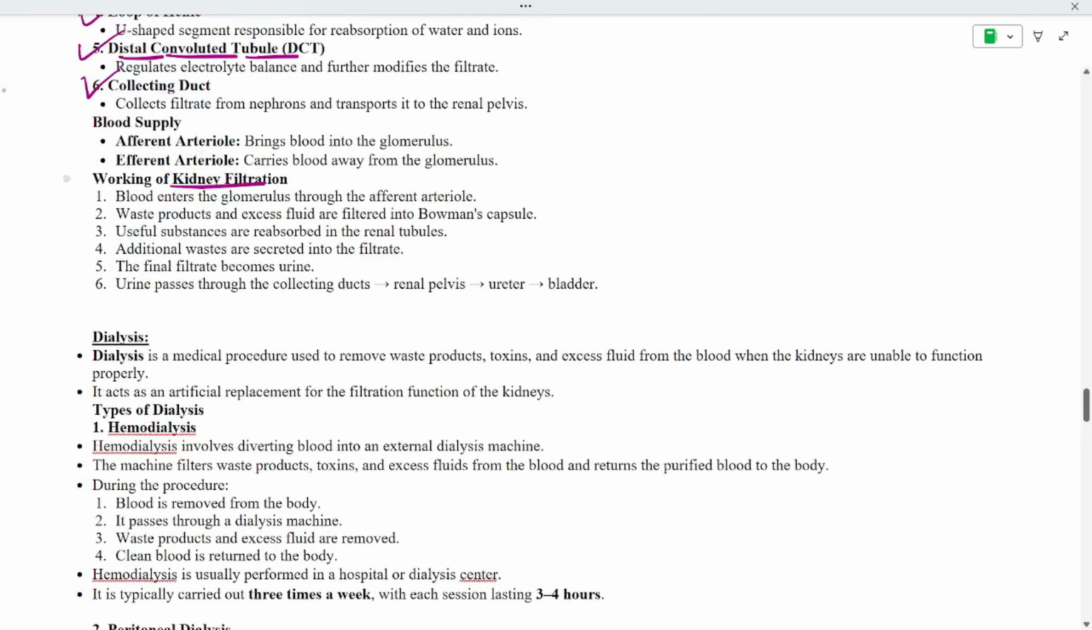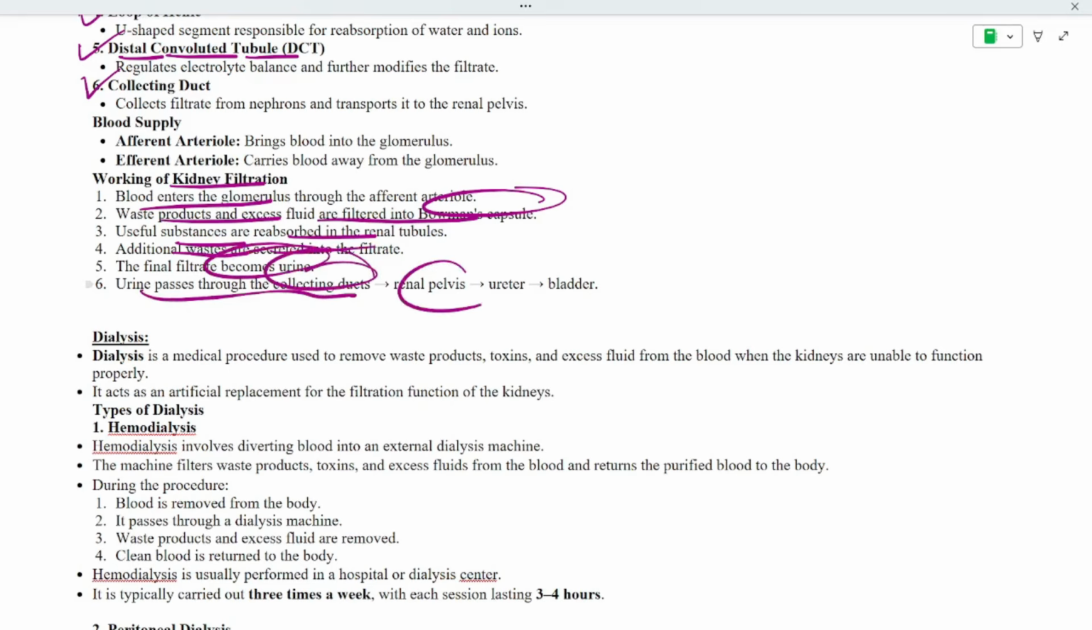Next, you can see the working of kidney filtration. Blood enters, and the excess waste products are removed into the Bowman's capsule. Then the useful substances are separated and additional wastes are secreted into the filtrate, which becomes urine. Then it passes through the ducts, renal pelvis, ureter, and then the bladder. You can see the procedure.